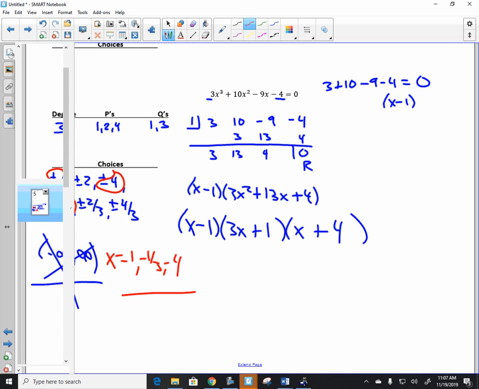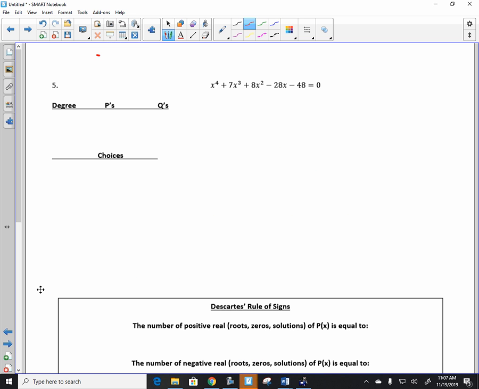Flip it over for our last example for today. What is different about this problem? Okay, it's longer. Degree of 4. So that means this is the first one we've had 4 solutions. Oh boy. Yeah, there's a lot, huh? Well, our Q's are just 1, right? So that means our choices will be plus or minus all the P's.